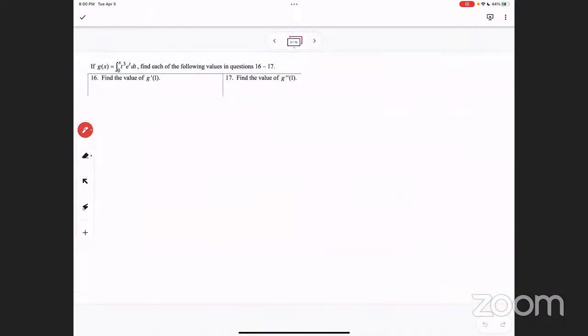Okay. So the next page, page 3, it says if g of x equals that integral, find each of the following values in questions 16 and 17. Find the value of g prime of 1. So if I'm taking the derivative of an integral, and there's nothing fancy about it, see how it goes from 0 to x, then it's just going to equal this with x plugged in for the variable. That's, I believe, the fundamental theorem of calculus. So this would basically be 1 cubed times e to the 1, which is just e.